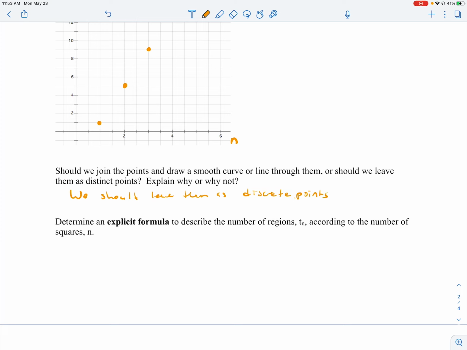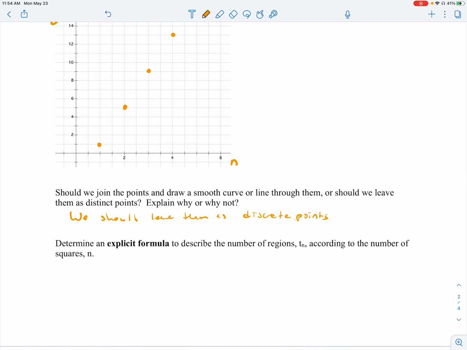Okay, that's just because the points in between don't exist. Then it says determine an explicit formula to describe the number of regions, T of n, according to the number of squares. So notice we wrote T a little bit different. We wrote it as T of n. So this is telling us the term number.